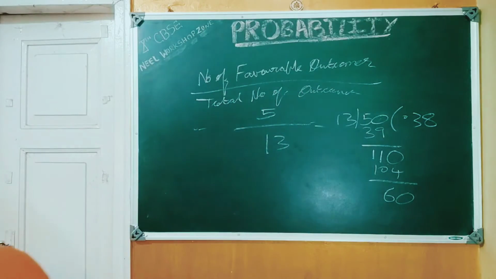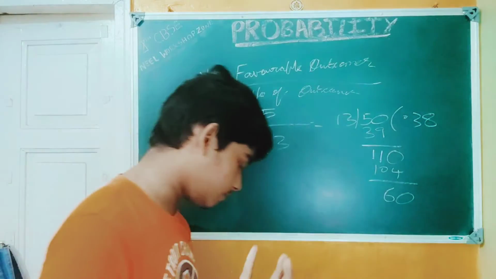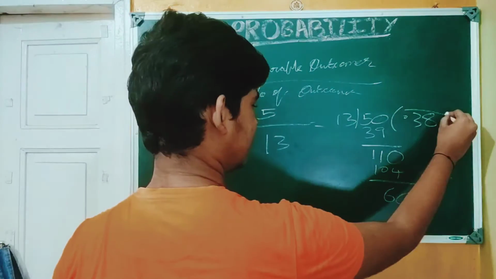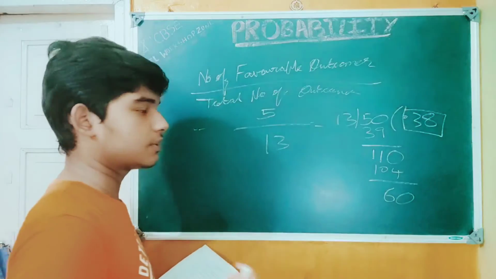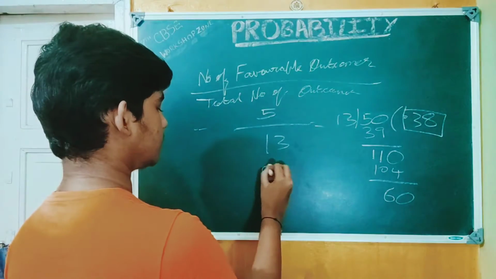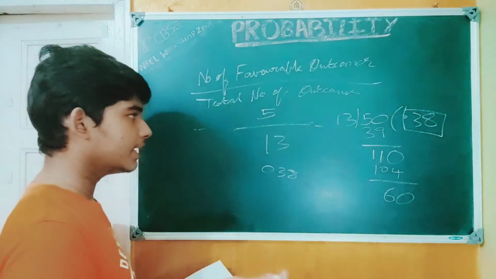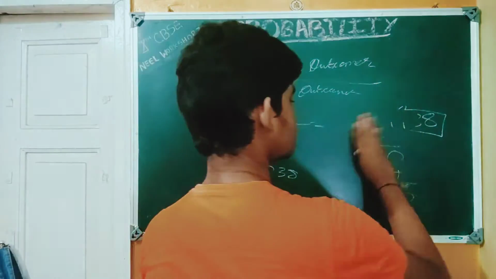Let me take the eraser real quick. Well, I'm unable to find the eraser. But basically I guess the answer is 0.38, because that's the closest value you can get. So the answer is 0.38 or 5 by 13. Now let's solve the next sum.